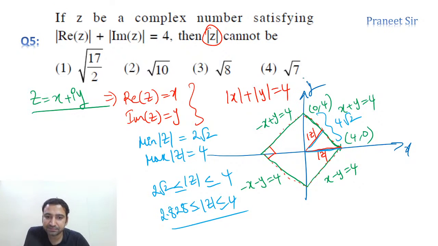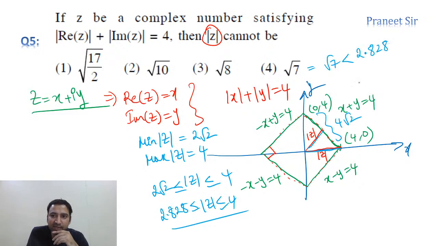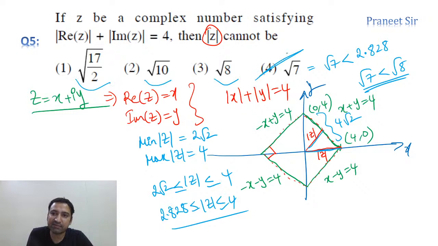Let's calculate the root 7 value. Root 7 is less than 2.828, guys. Why? Because root 7 is less than root 8 only, right? So it can be root 17 by 2, no problem. It can be root 10, it can be root 8, but it cannot be root 7, because root 7 does not lie in this range. 2 root 2 is nothing but root 8 only. So the fourth option is the answer.